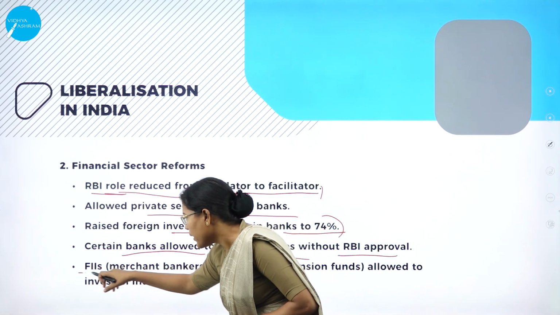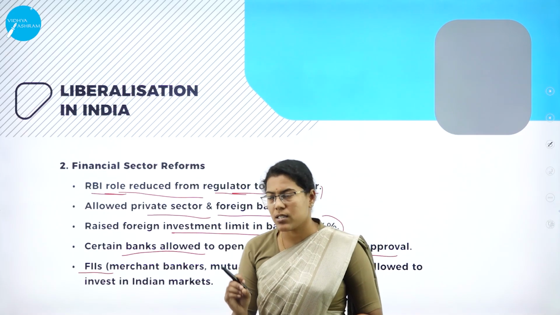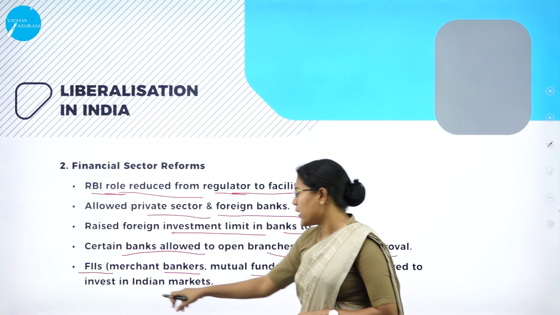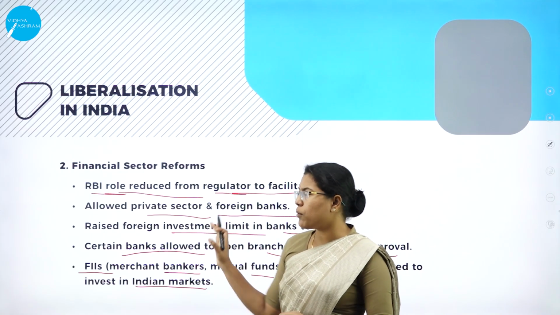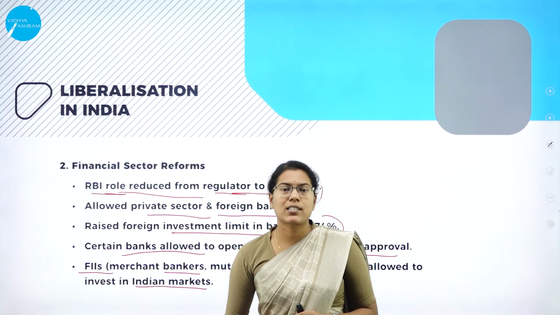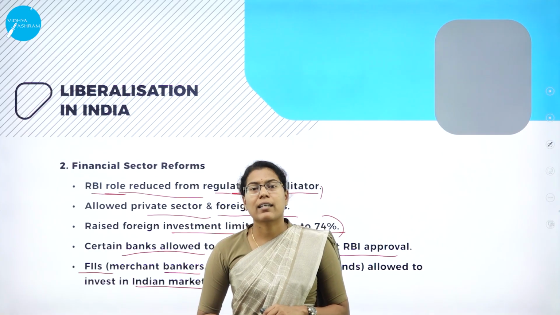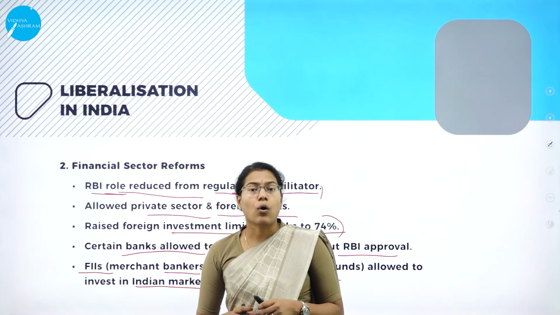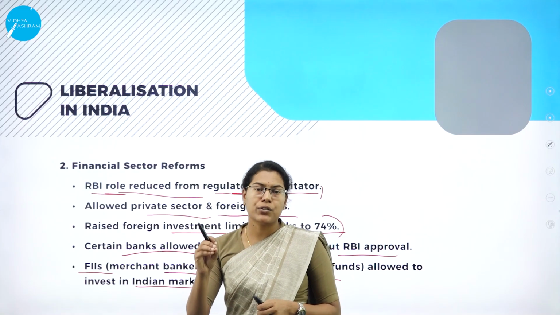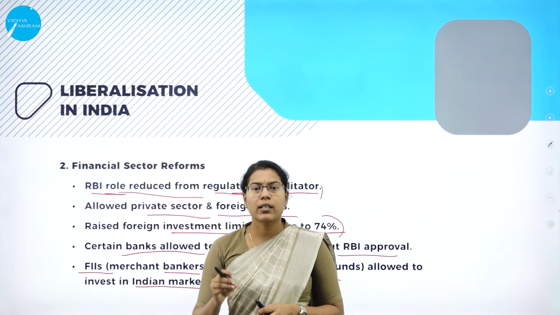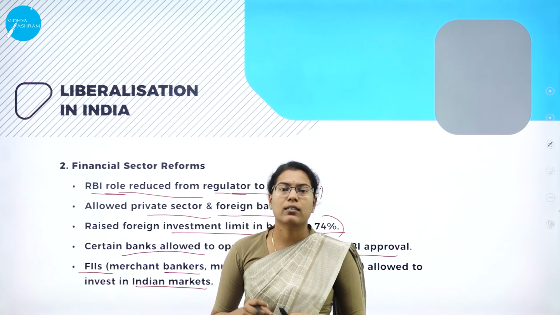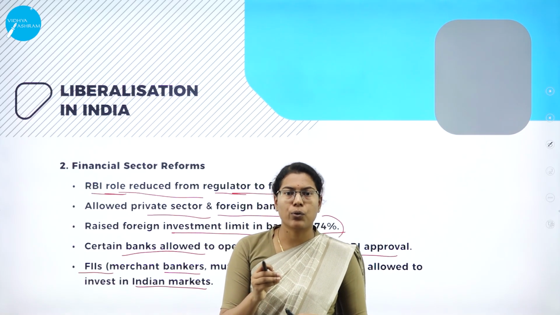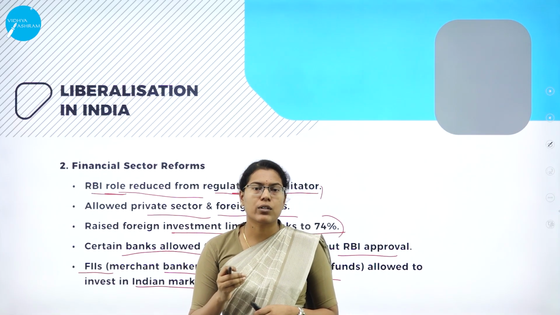And talking about FIIs, that is foreign institutional investors like merchant bankers, mutual funds and pension funds, they were allowed to invest in Indian markets. So this was the reform that happened in the financial sector, where various foreign companies and private sector banks were allowed to establish branches and operate in India. However, they also had to be confined to the rules and regulations of RBI. And RBI held some of the managerial functions too, particularly the regulations regarding the maintenance of accounts, for the safeguard of the account holders of India.